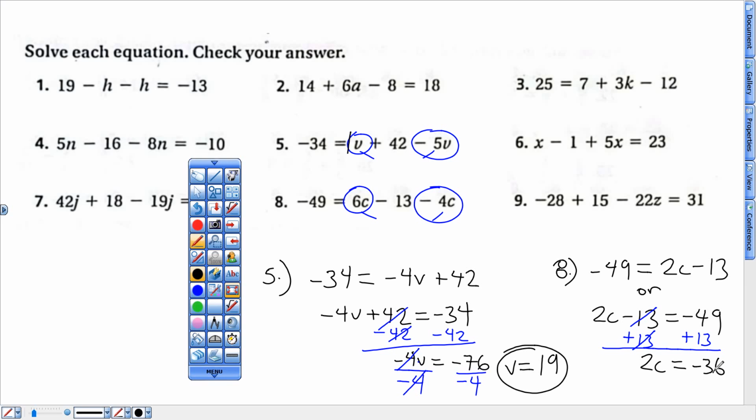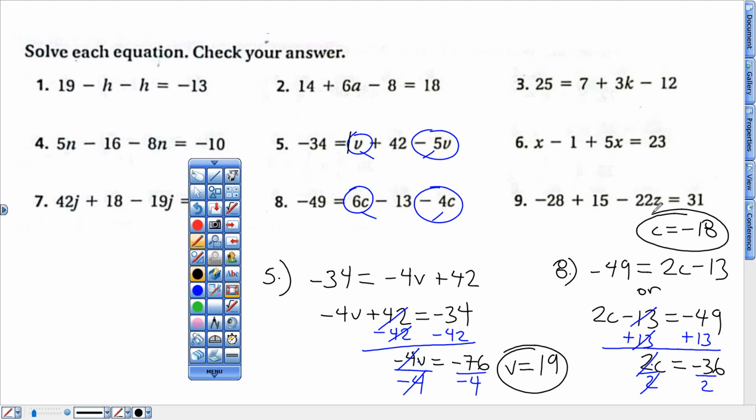And then right there, the opposite of timesing by 2, I'm dividing by 2. So dividing that negative 36 by 2 gives me 18. And of course, that's negative because a negative divided by a positive is negative. So after all this is done, my answer for this one is c equals negative 18. Sorry, I had to write it on top.